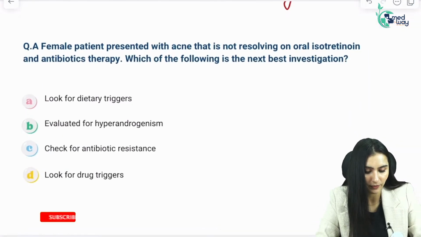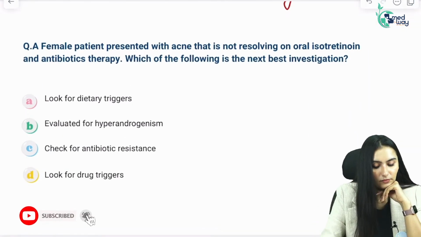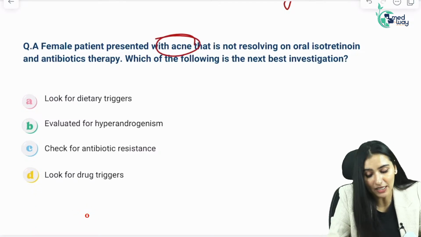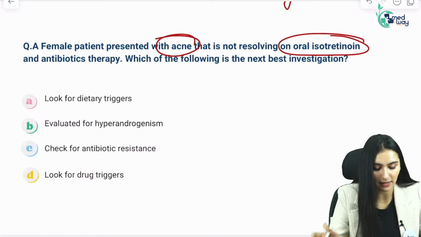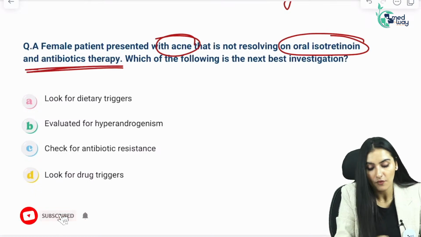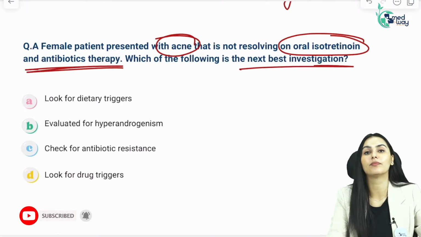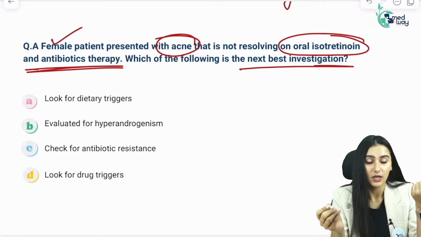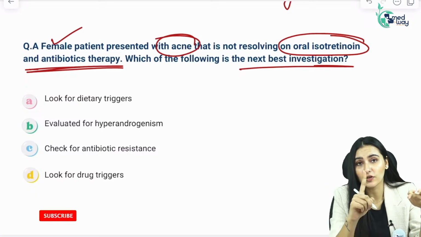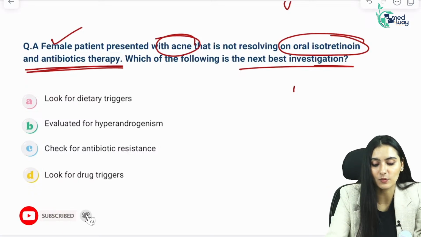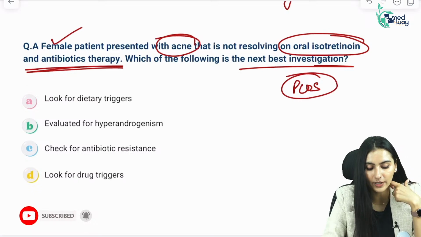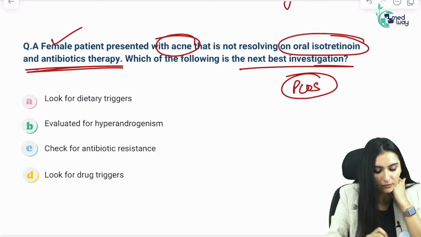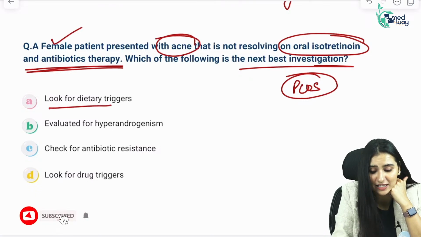Chalo, next question. A female presented with acne that is not resolving. So, there is acne. She's been given oral isotretinoin and it is not getting better, and antibiotics therapy. Which of the following is the next best investigation? Okay. So, it is a female patient. She has acne that is not resolving. What do you think of? Think of PCOS. Okay. Female with acne, think of PCOS most commonly.